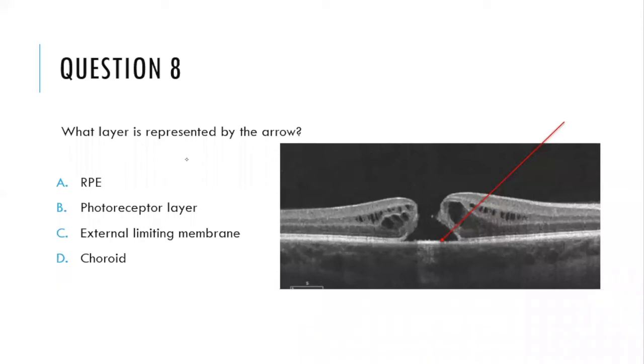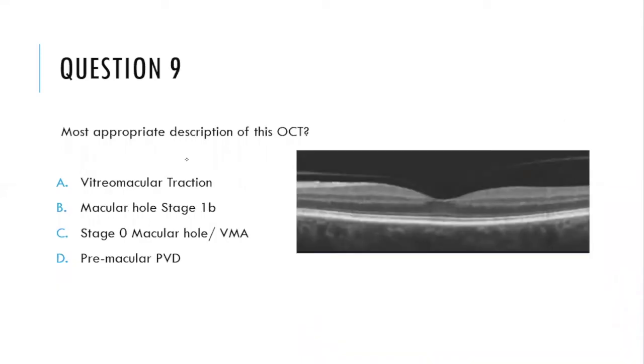Excellent. So I think this is the final question that we have a poll for, isn't it? Yeah. So what's the most accurate description of this OCT? And again, I think we'll probably split decision there. So out of vitreomacular traction, macular hole stage 1B, stage 0 vitreomacular adhesion, or premacular PVD. Is it a trick question? Slightly. Thank you. Another 15 seconds. Yeah.